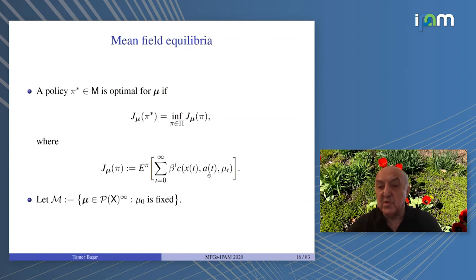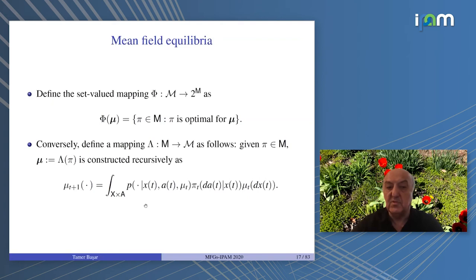Let me just introduce the notation script M to be the set of all distributions or measures with mu sub zero fixed at time zero. So given a mu, you obtain a pi, which is optimal against mu. Let's denote the set of all such optimal solutions corresponding to mu by phi of mu.